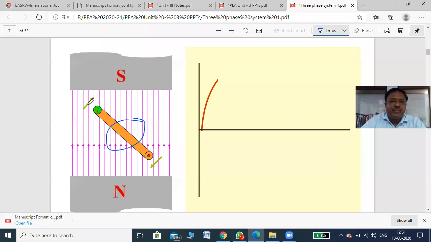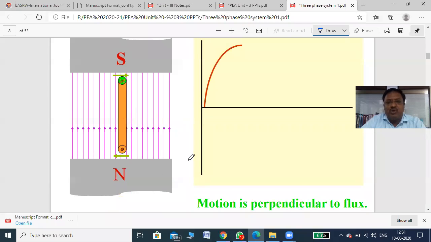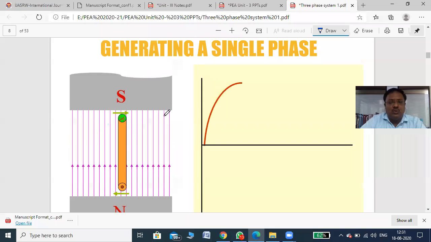Okay. Now this conductor is continuously moving. Now the motion is perpendicular. See, this is perpendicular to the flux, that is the magnetic field. So the motion is perpendicular to the flux. At that time you will get maximum voltage induced. Why? Because the motion of this conductor is perpendicular to the magnetic flux. So the maximum magnetic lines are cut by the conductor, so that the maximum EMF is induced in this particular conductor, right? So maximum EMF.